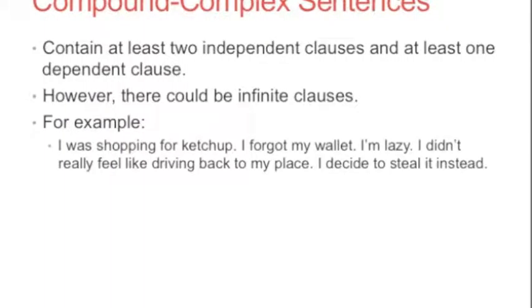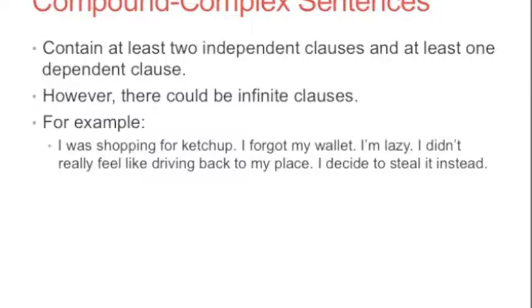For example, here's a series of just simple sentences. I was shopping for ketchup. I forgot my wallet. I'm lazy. I didn't really feel like driving back to my place. I decided to steal it instead. All right, so a short little story about ketchup larceny. However, I want to make it a little more interesting to read. I want it to flow better. If you listen to that again, it's just very, very choppy. And compound complex sentences help us do that. They also help your reader see the relationship between these sentences and how they should create meaning from that.